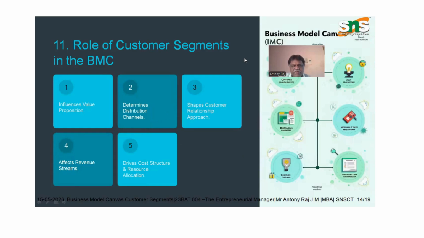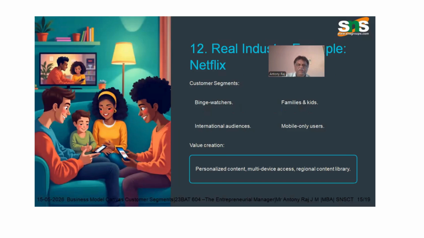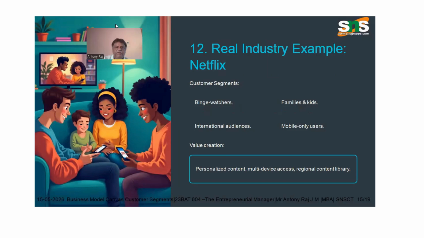The role of customer segments in the BMC is very critical. It influences the value proposition, which I think is the biggest influencer. It also determines the distribution channels and then shapes the customer relationship. How a company approaches a customer relationship is very important here. And definitely it is going to affect your revenue stream, and it's also going to drive your cost structure and resource allocation. So we talk about an example of Netflix.